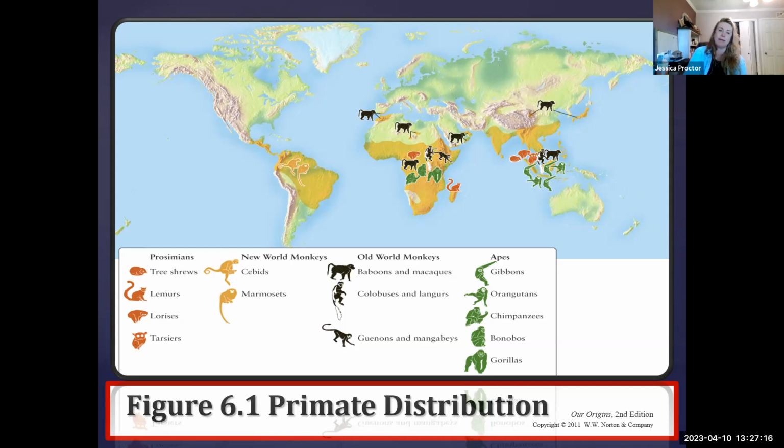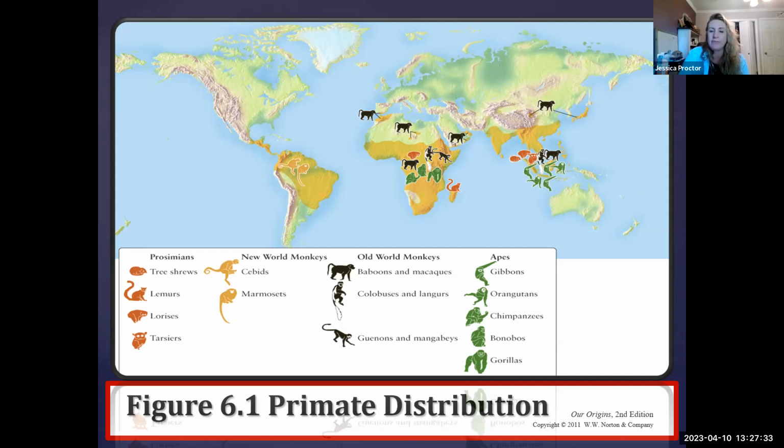And then the Old World monkeys. Old World monkeys are found in the Old World. The baboons and macaques are found in Africa. Colobus monkeys and langurs are found in Africa and also in Southeast Asia. And then the guenons and mangabeys are also found in Asia.